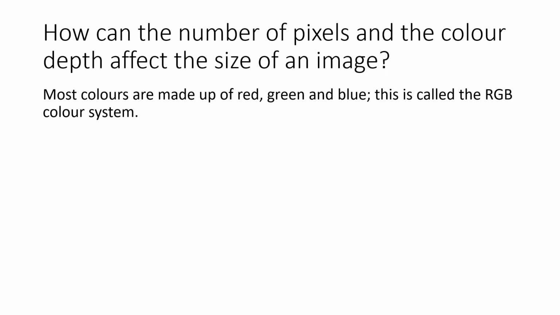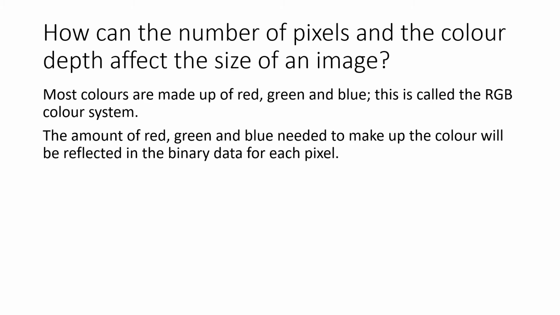How can the number of pixels and the color depth affect the size of an image? Well, you might have heard of RGB. This is a mix of red, green and blue, which is how we make up colors on computer systems. What you do is you assign a binary value to each of those: the amount of red, the amount of green, the amount of blue. So for example, if it's all ones, it'd be full on red. If you had 0 green and 0 blue, it'd just be the color red.